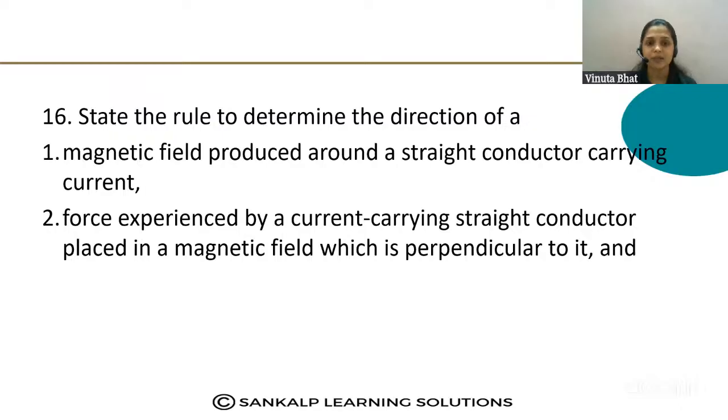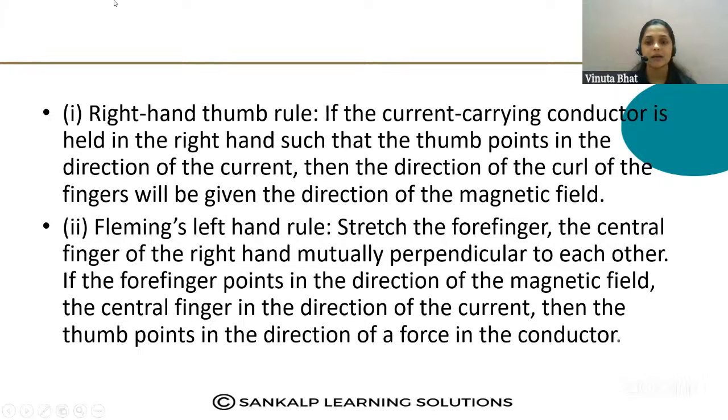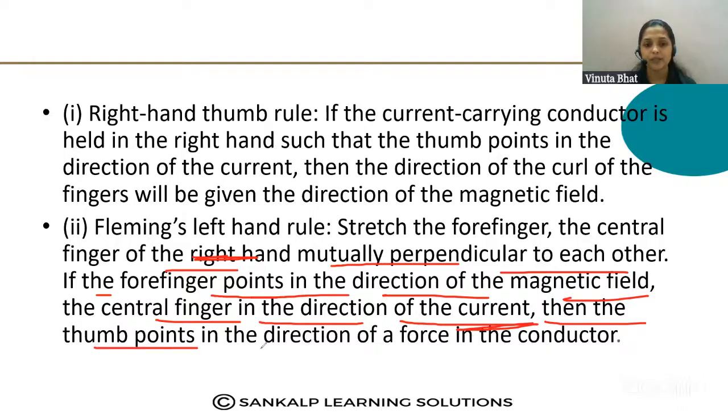Second one, the force experienced by a current carrying straight conductor placed in a magnetic field perpendicular to it. This is Fleming's left hand rule. What does Fleming's left hand rule say? Stretch the forefinger, the central finger and the thumb of the left hand mutually perpendicular to each other. If the forefinger points in the direction of the magnetic field and the central finger in the direction of the current, then the thumb points in the direction of the force on the conductor. So that is Fleming's left hand rule.